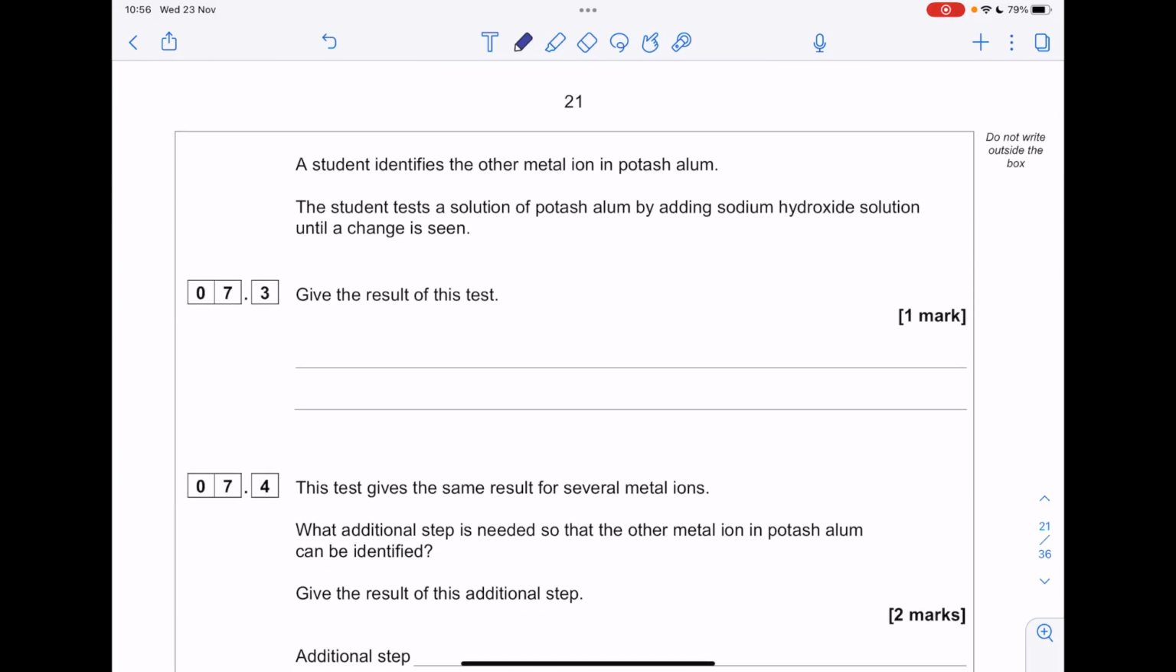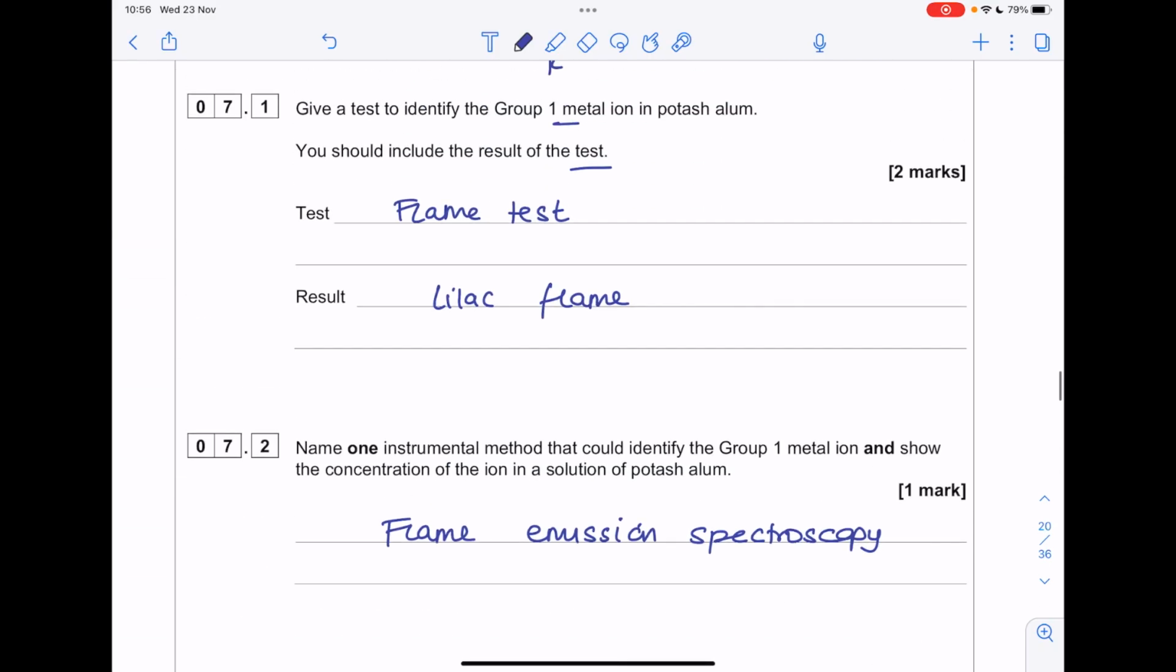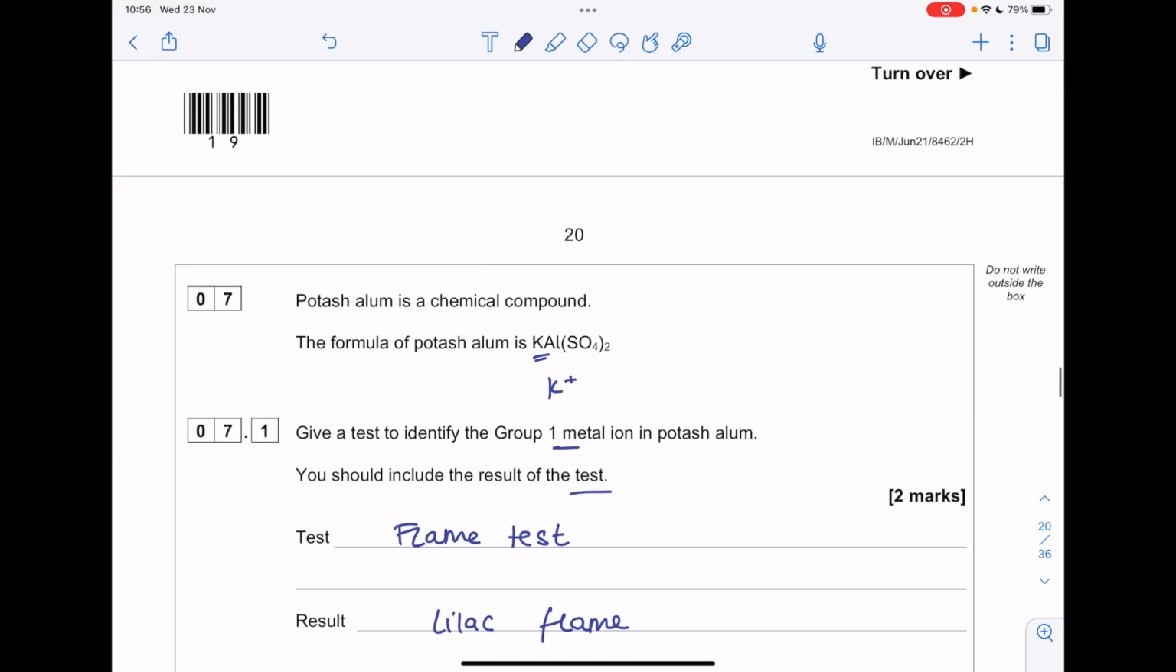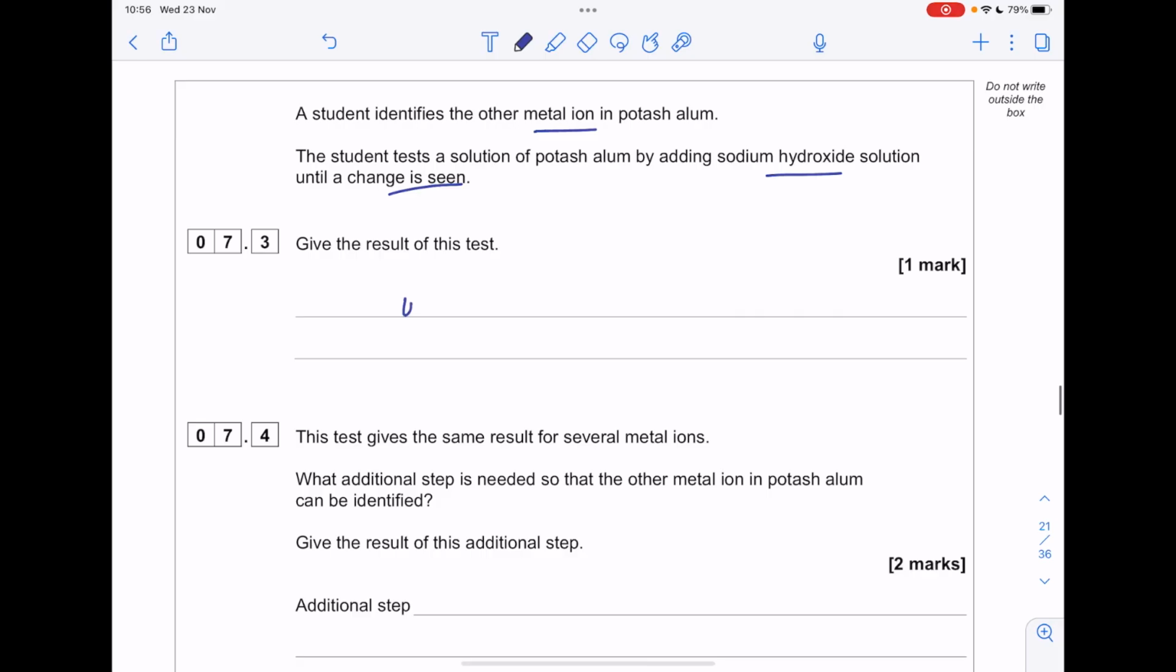A student identifies the other metal ion in potash alum. The student tests a solution of potash alum by adding sodium hydroxide until a change is seen. Give the result of this test. So another metal ion here is Al3+. So remember, you see a white precipitate with sodium hydroxide and aluminium ions.